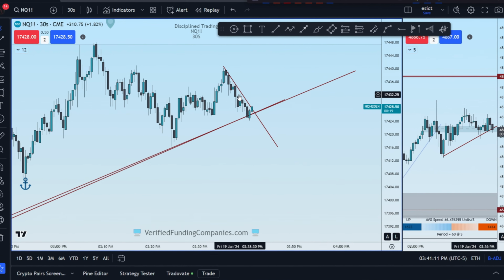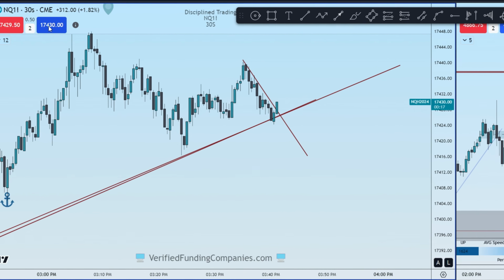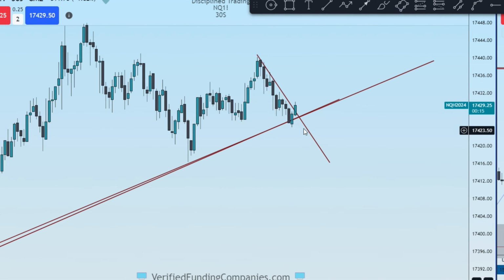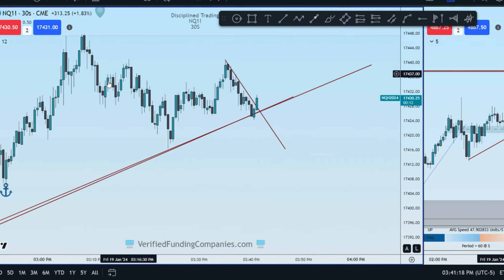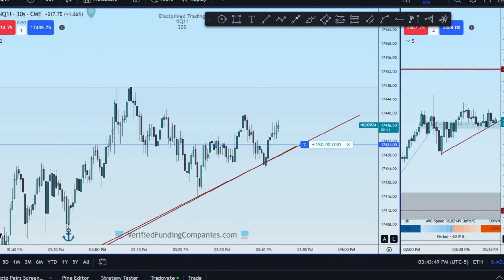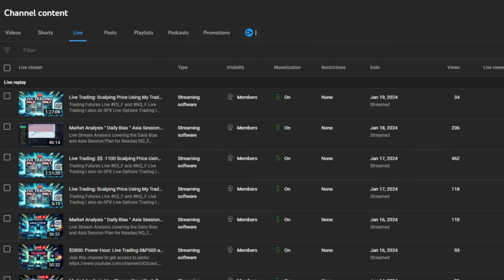All right, so I went ahead and closed that trade. Now it has finally touched that original anchored low trend line. I'm gonna go ahead and look to enter long now. This is probably one of the best strategies you're gonna find to get funded with.